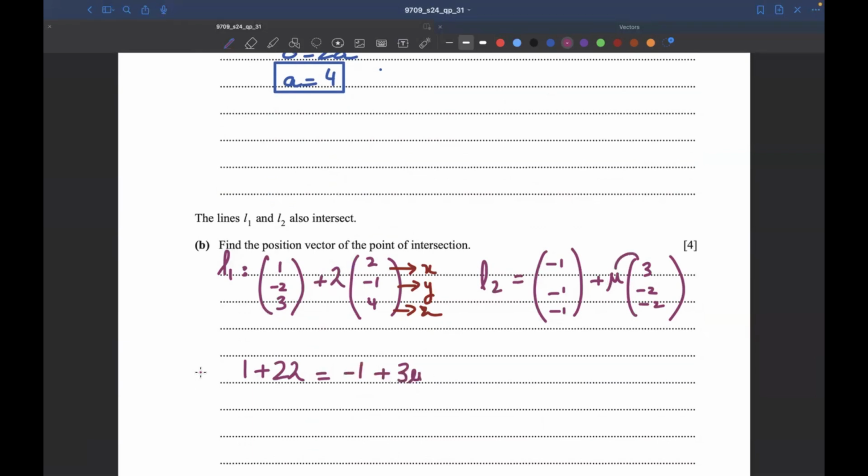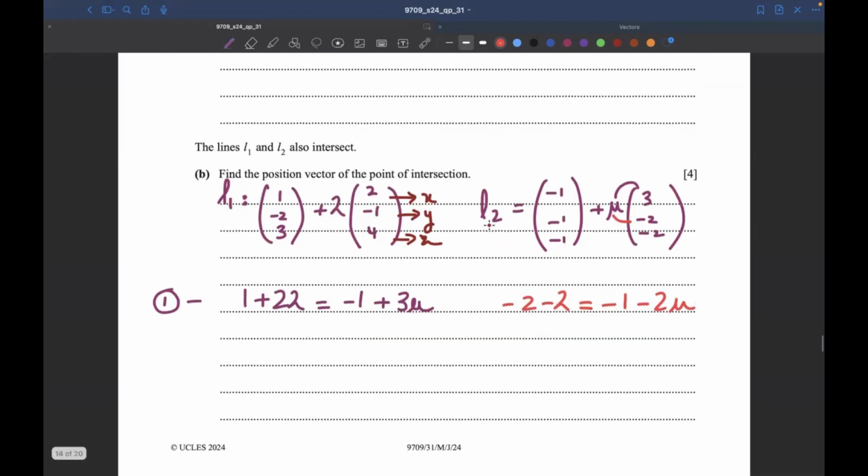So that will give us our first equation. And we can make a second equation by writing minus 2 plus lambda times minus 1. So that will be minus 2 minus lambda is equal to minus 1 minus 2 mu, as mu times minus 2 will be minus 2 mu. Now we have two equations. We can solve them simultaneously.